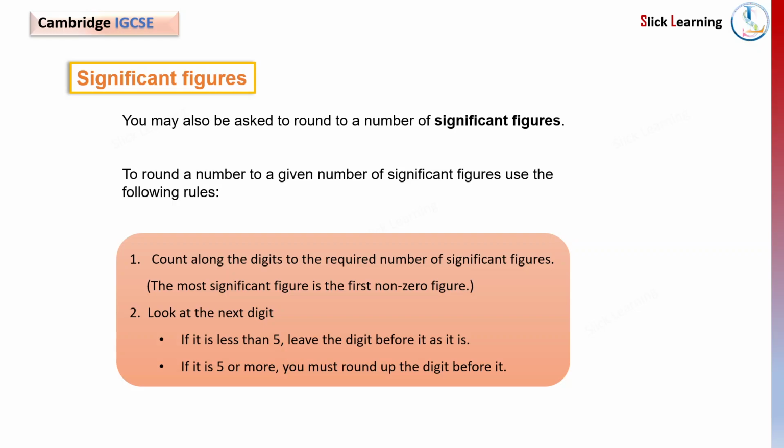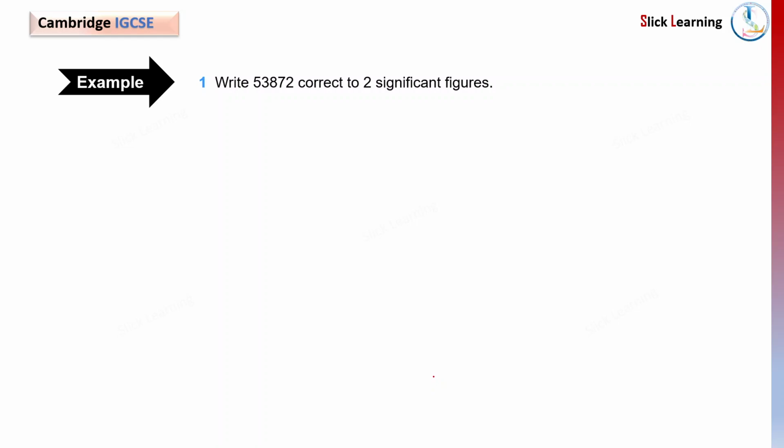And the next step is the same as with decimal places, since we are going to round it. So if the digit is less than 5, we are going to leave it as it is. If the digit is either 5 or more, you are going to round up the digit before it. We can understand it with an example. So let's see a few examples. Here we have: you need to give the answer correct to two significant figures.